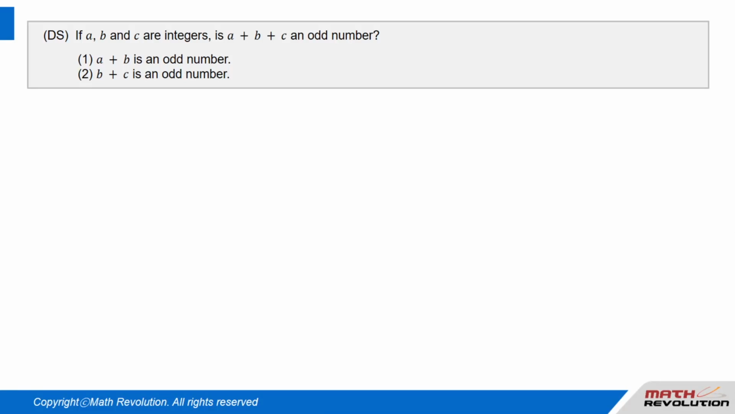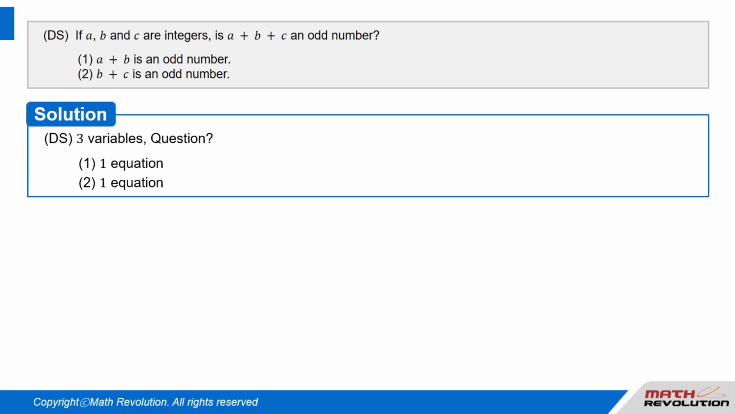Question: DS. If A, B, and C are integers, is A plus B plus C an odd number? Condition 1, A plus B is an odd number. Condition 2, B plus C is an odd number.